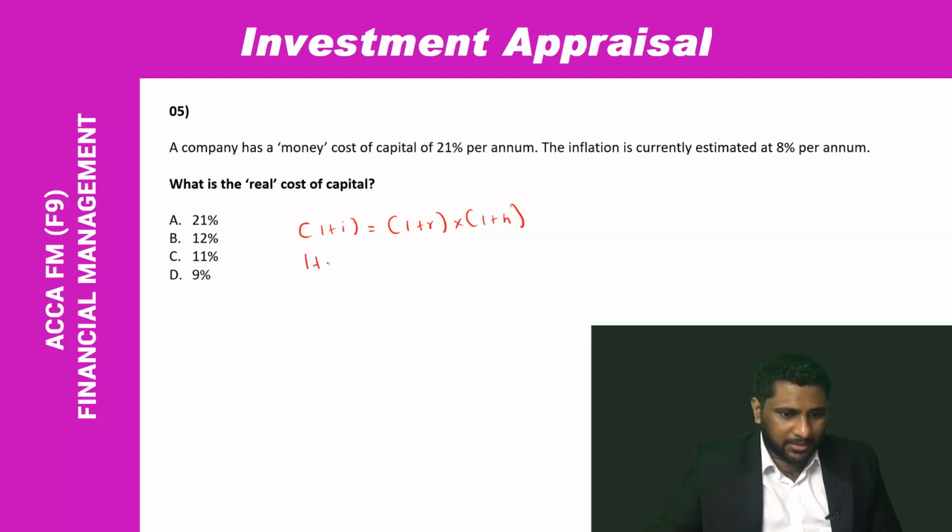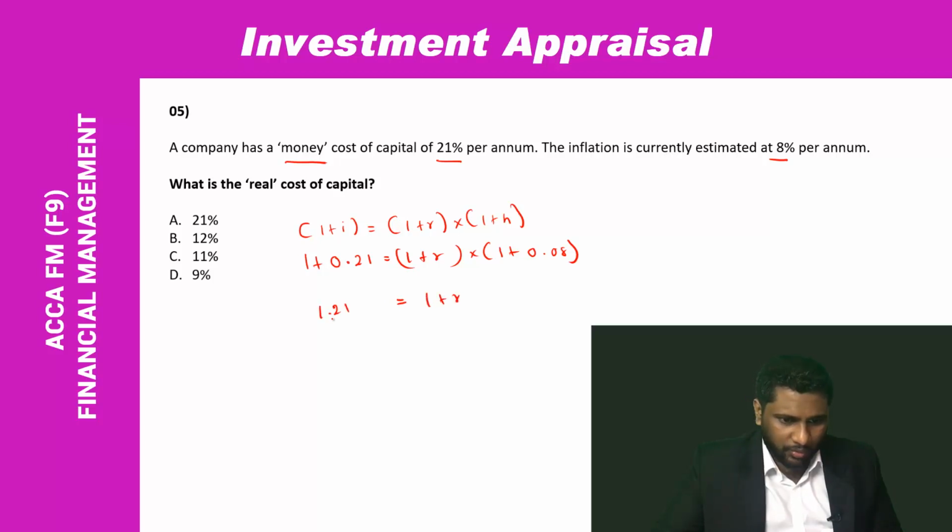So here 1 plus money cost of capital, they have given 21%. I will write it as 0.21. 1 plus r into 1 plus inflation rate, they have given 8%. So I'll write it as 0.08. So your 1 plus r value should be how much? 1.21 divided by 1.08.